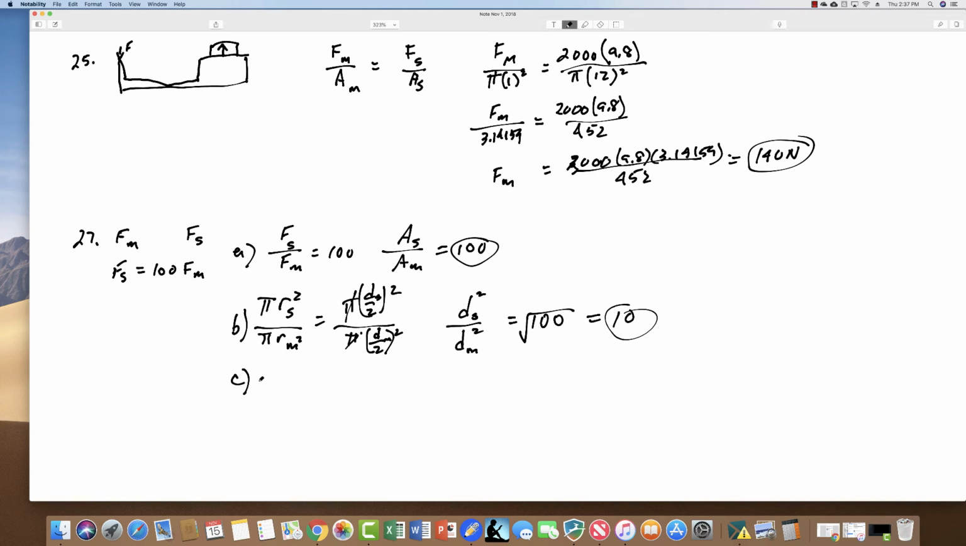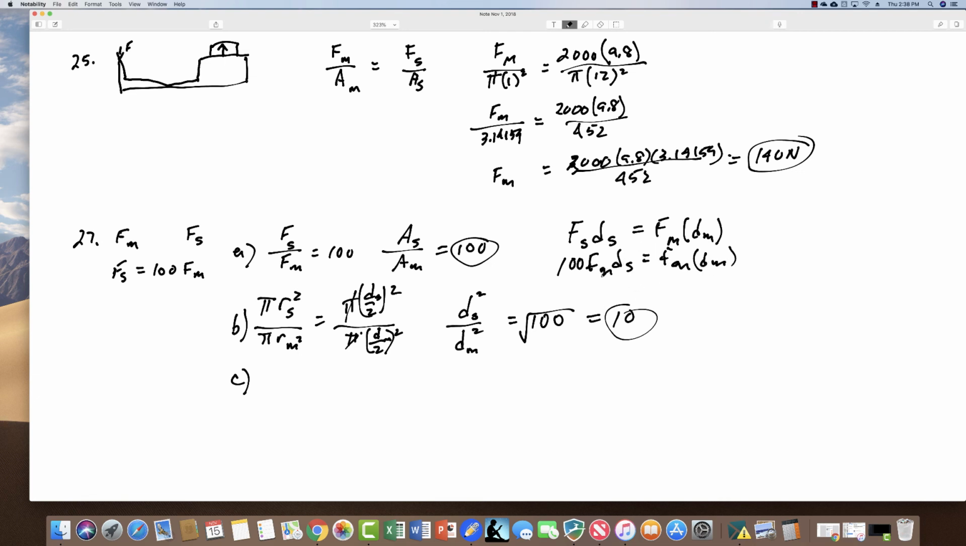The third question is, by what factor is the distance through which the input force moves? Now, the ratio of the areas is actually inverse to the ratio of the distances. In other words, you know that work has to be conserved. So that means that the force times the distance of the slave has to equal the force of the master times the distance of the master. And so if the slave is 100 times the master, you can fill out the form like that.